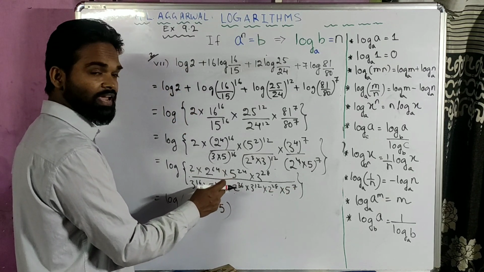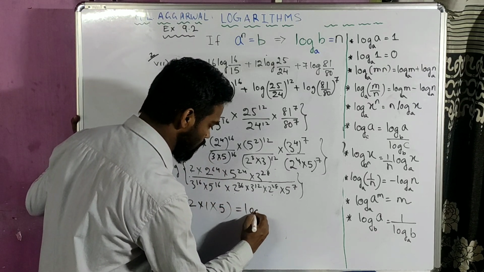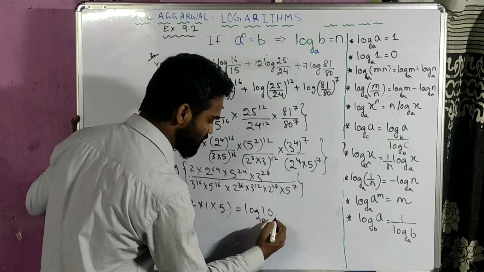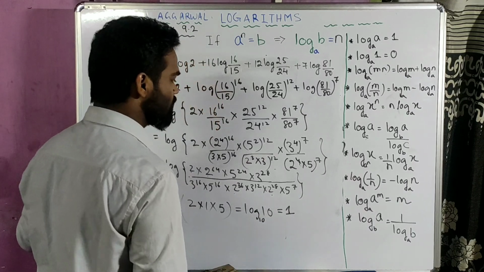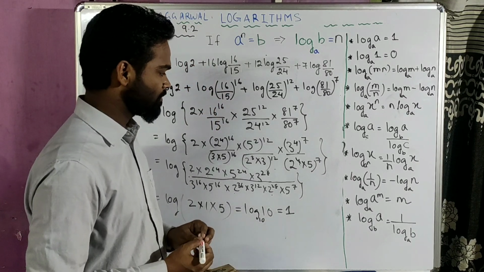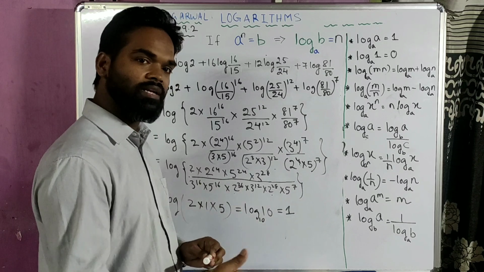We have already done this in exponent. So this is log of 10. We know the base is 10 if it is not given. So this is 1. So that's my answer. Clear? Now we look at the next sum.